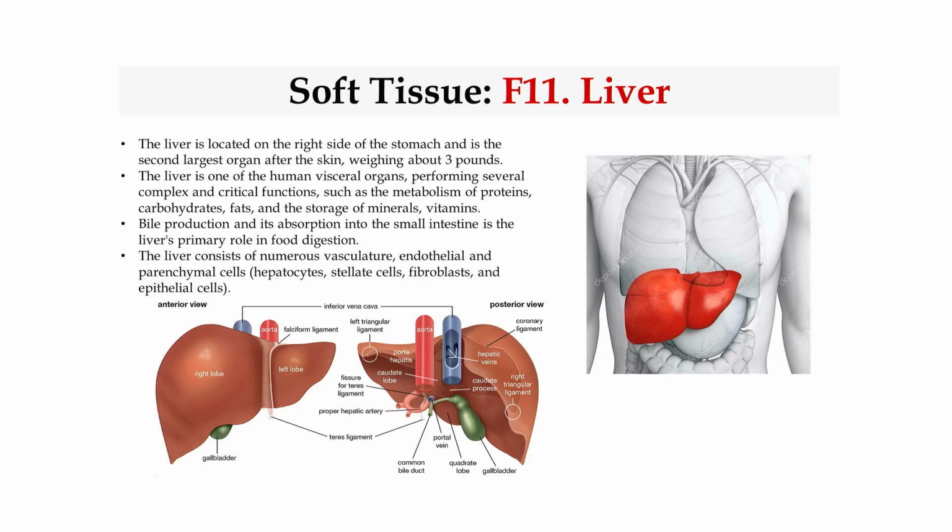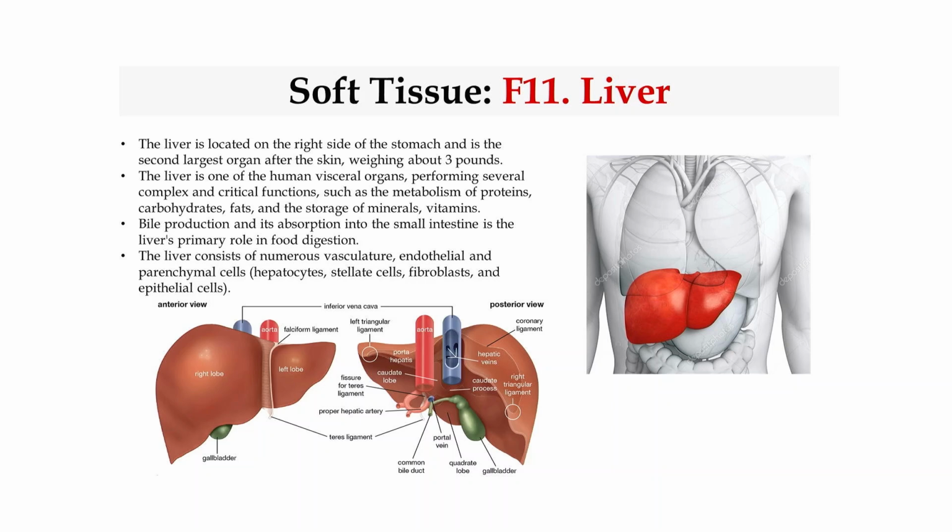So it's quite big. Weighing about 3 pounds, the liver is one of the human visceral organs, right? Performing several complex and critical functions such as the metabolism of proteins, carbohydrates, and fats, and the storage of minerals and vitamins, right? One of its primary functions is bile production, and its absorption into the small intestine is for food digestion, right? So one of the liver's primary functions is to digest food.